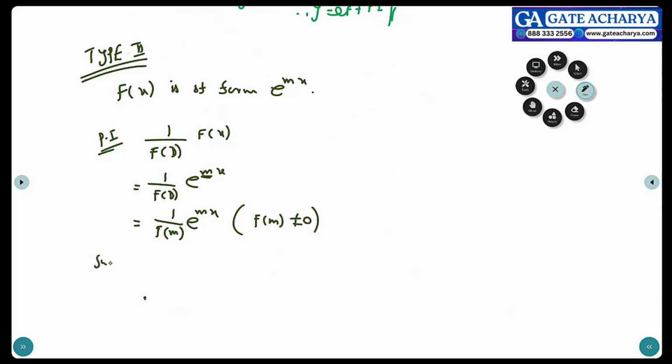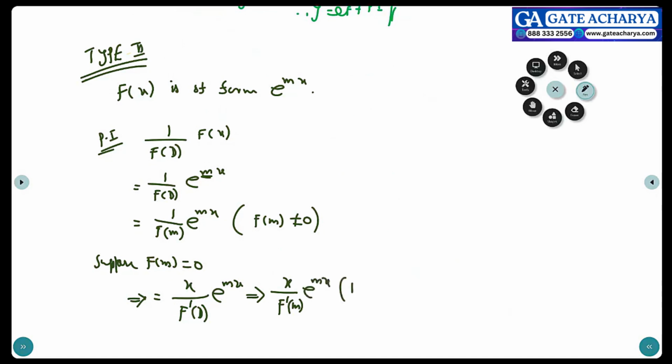Suppose this f of m is equal to 0. What happens here? F of m is 0. Then we multiply the numerator by x and differentiate the denominator. Then we replace D by m again. So x by f dash of m, substituting all D by m, into e power mx, provided f dash of m is never 0.